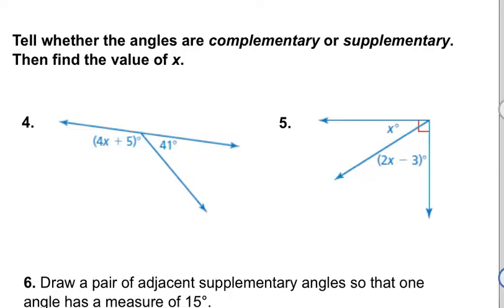Tell whether the angles are complementary or supplementary and find the value of x. Do number 4 for me. Let's do one more of those. Number 4. Complementary or supplementary. They have to be one or the other. And find the value of x. Now, if they're supplementary, we know that their sum is equal to 180.